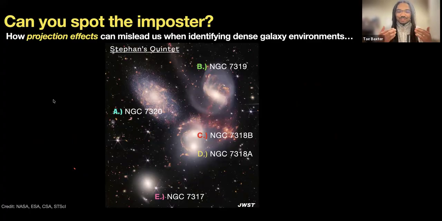I want to show you what's known as projection effects. This is the bane of my research, where you have galaxies that look like they are correlated with each other spatially, but one's actually in the foreground in front of the others, or one's in the background. This is a famous galaxy group, known as Stephan's quintet, and there are 5 galaxies here. I labeled them A, B, C, D, and E, and I'd like you to take a moment to guess which one is the imposter, which one is not associated spatially with the others. I'll give you a second to think about that, and then I'll show the answer.